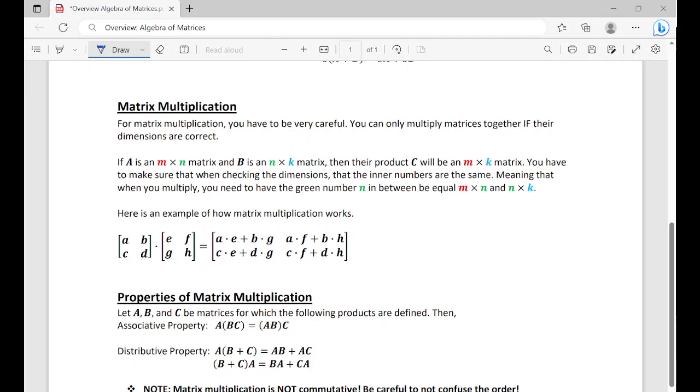You have to make sure when you're multiplying to check the dimensions. And when I say check the dimensions, you have to make sure that the inner numbers are the same. See how the n and the n here are the same. They have to be the exact same number. This just means that when you multiply, you need to have the middle number, in this case the green n, between the two matrices equal. So n and n here. So when you do matrix multiplication, you will get a new matrix that is m by k, because these two, for lack of a better phrase, cancel out.